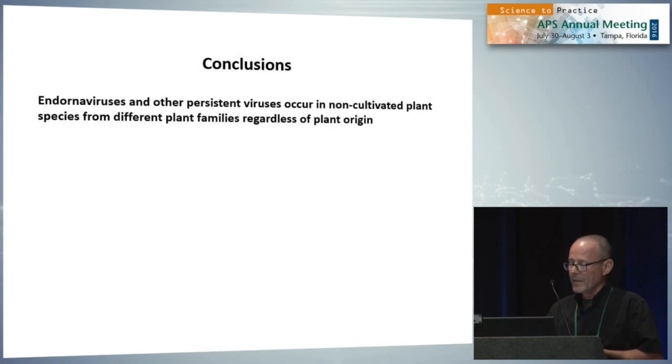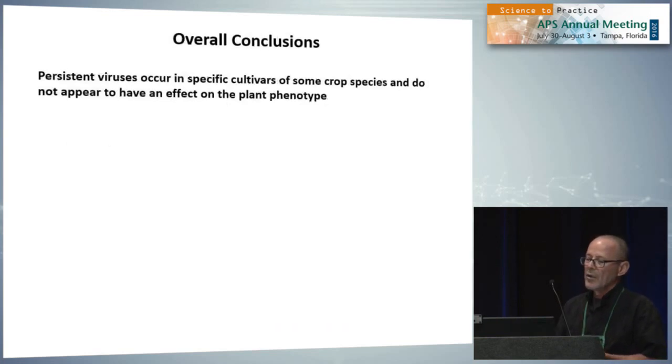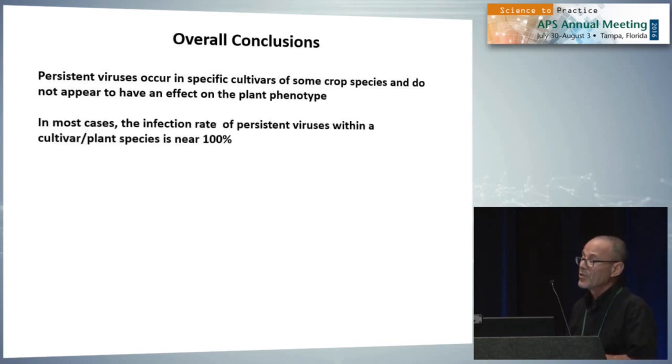So in conclusion, these viruses are present in non-cultivated plants, and about 6% are infected with endornaviruses, and a lower percentage with other persistent viruses. The overall conclusions of my presentation are that persistent viruses occur in specific cultivars in some crop species, and they do not appear to affect the phenotype of the plant. In most cases, once a variety or a crop is infected, they are near 100%. So, as you can see at the beginning, it's very difficult to find virus-free seed when you have a seed lot that is infected.